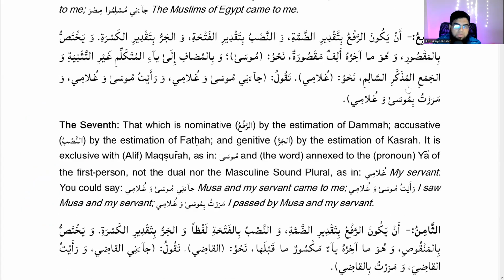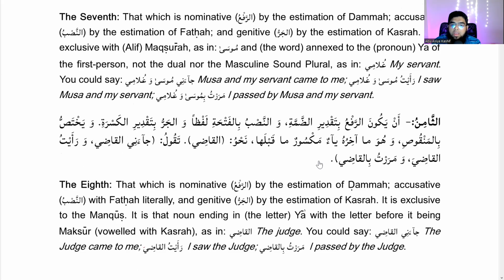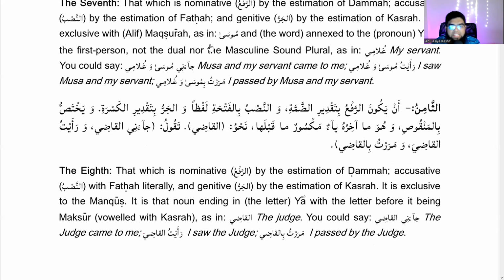So duals, Jama Mudhakkar Salim, and the seventh one, we cannot see dhamma, fatha, kasra at all. But here it is partly estimated, partly we can see. The next one is: أن يكون الثامن وأن يكون الرفع بتقدير الضمة. Dhamma we cannot see. والنصب بالفتحة لفظا. But fatha we can see. So in nasb we can see fatha ظاهرة, والجر بتقدير الكسرة, and jar is through estimation of kasra. This we cannot see. So one we can see, two we cannot see. We cannot see dhamma, we cannot see kasra.